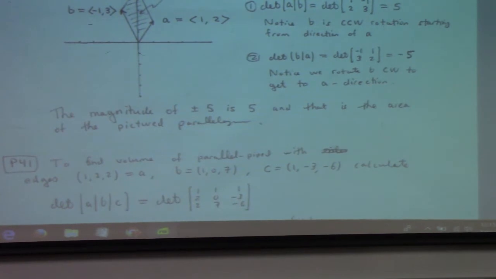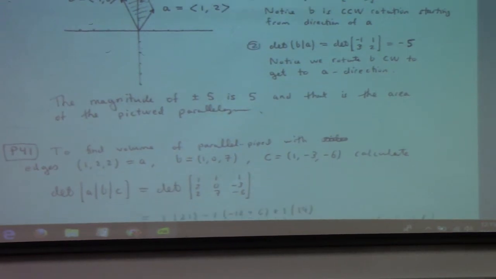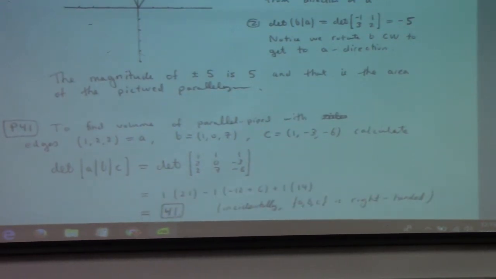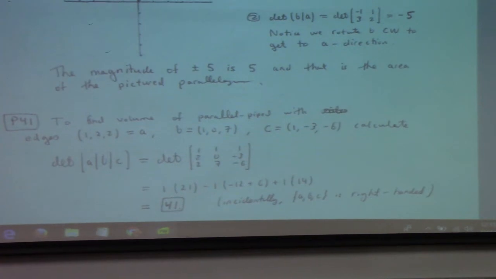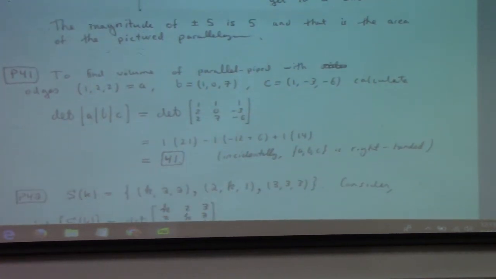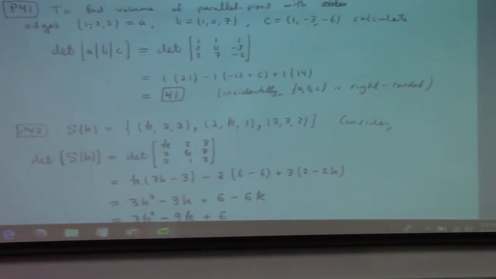And then to calculate the volume of the parallelepiped, you just put those in a matrix, determinant, whatever that works out to. I got 41. Do you guys get 41? Okay, good. So we're either all wrong or all right. Good sign.